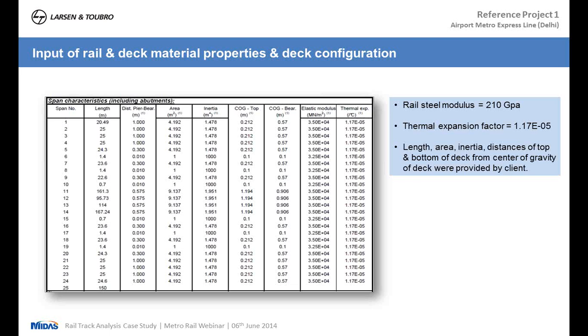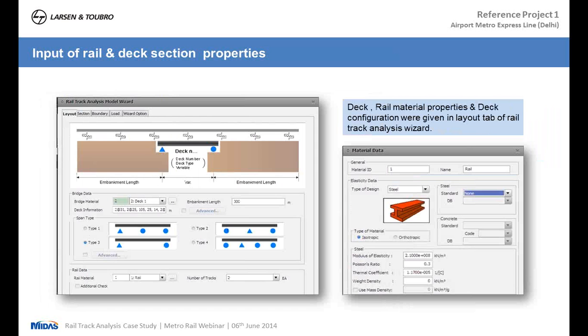These were the input data for bridge configuration, rail and deck material and section properties. Here we can note that areas and modulus of elasticity were different for some span bridges, and COG to top distances are also different for some decks. So deck and rail material properties and deck configuration were given in the layout tab of the rail track analysis wizard. Here in the right screenshot, we can see how we assigned rail material properties as per given input.